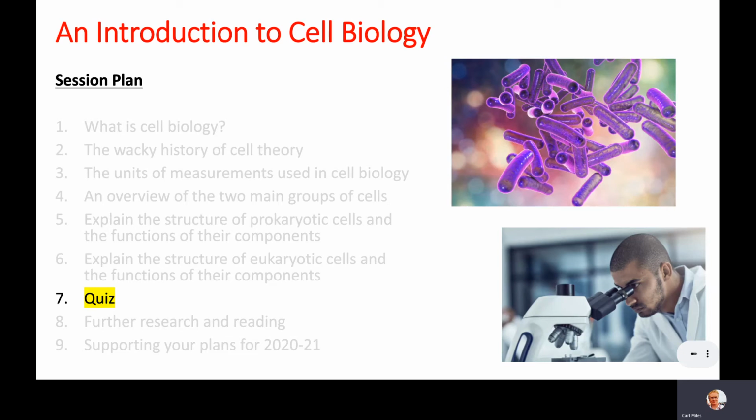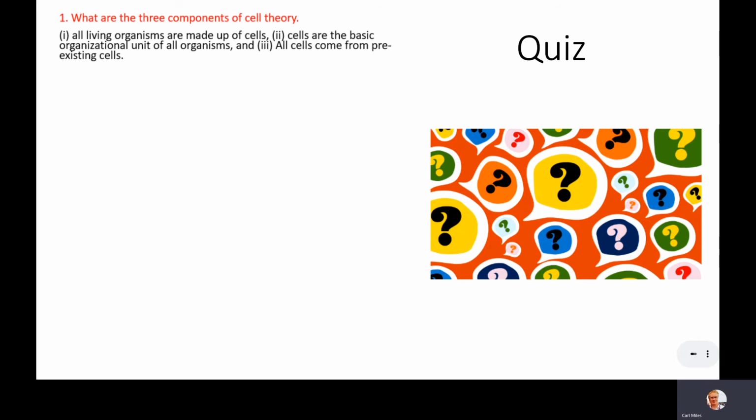So let's have a little look at a quiz, some of the questions. So question 1, what are the 3 components of cell theory? Do you remember those from before? I'll give you a moment to have a think about that. Well, the 3 components, if you remember them, are that all living organisms are made up of cells. Cell theory also suggests that cells are the basic organizational units of organisms, and number 3, all cells come from pre-existing cells.